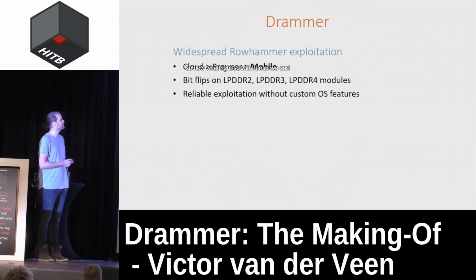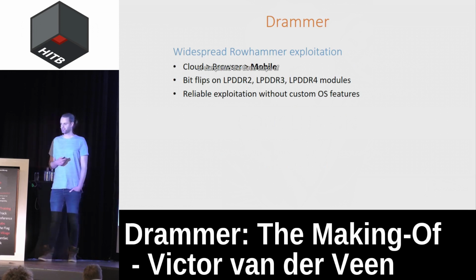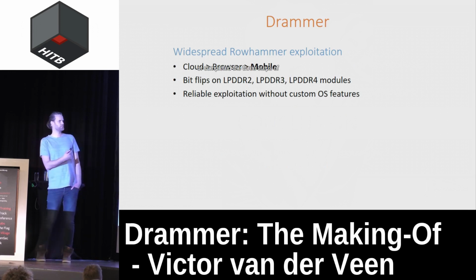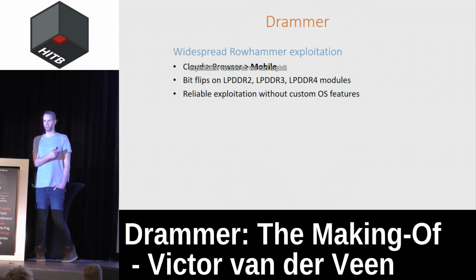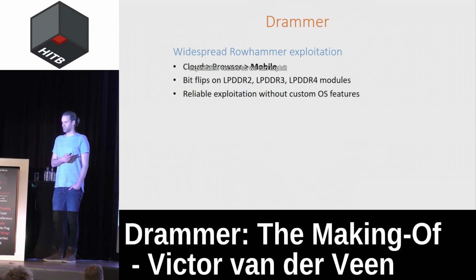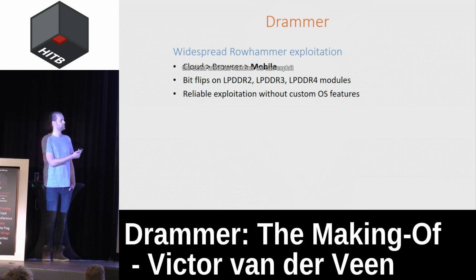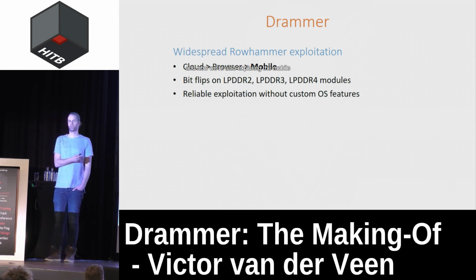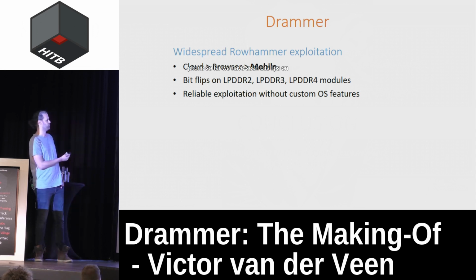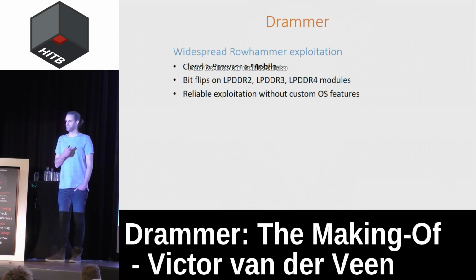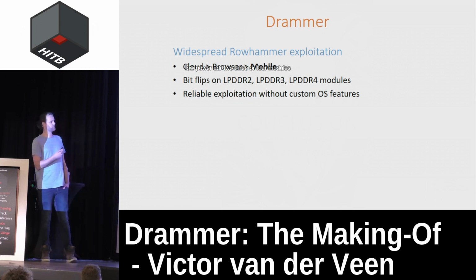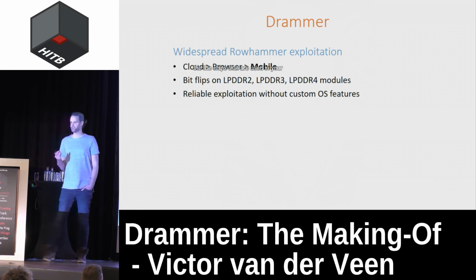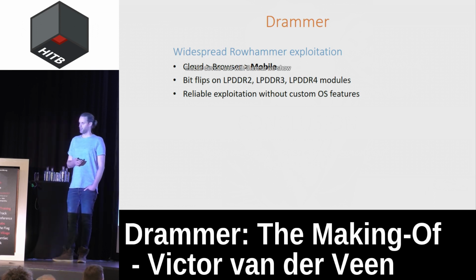So now what, right? So with Drammer, we sort of completed the 3 steps of exploitation vectors. We can exploit the cloud with Rowhammer. We can exploit the browser or the desktop environment. And now we're also exploiting the mobile phone. So far, we have seen bit flips on DDR2, 3, 4 modules, but also on low-power DDR2, 3, and 4 modules, the chips that are used in your mobile device.